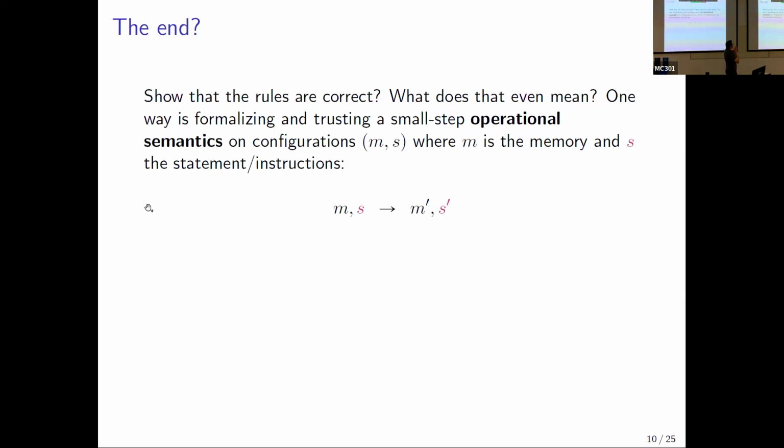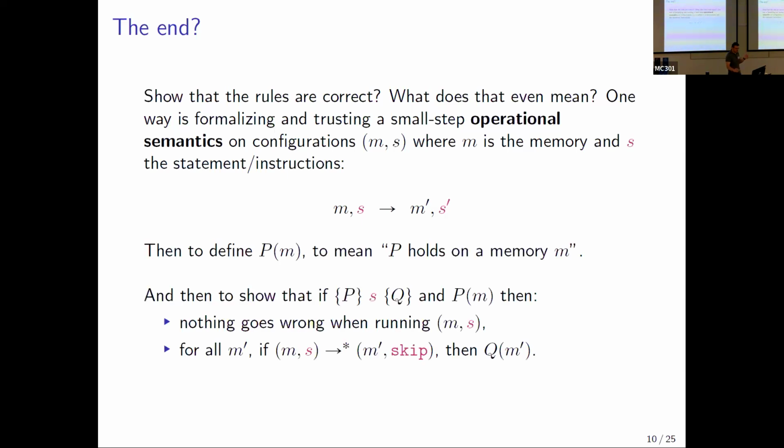So you need to show that those rules were correct. So usually you formalize and you trust a small step operational semantics and configurations M, S, where M is memory and S is statement. So those configurations step or don't step. When they don't step, they are stuck. And stuck means you are going wrong. There's something going wrong. Then you need to define P of M to say this memory satisfies P.